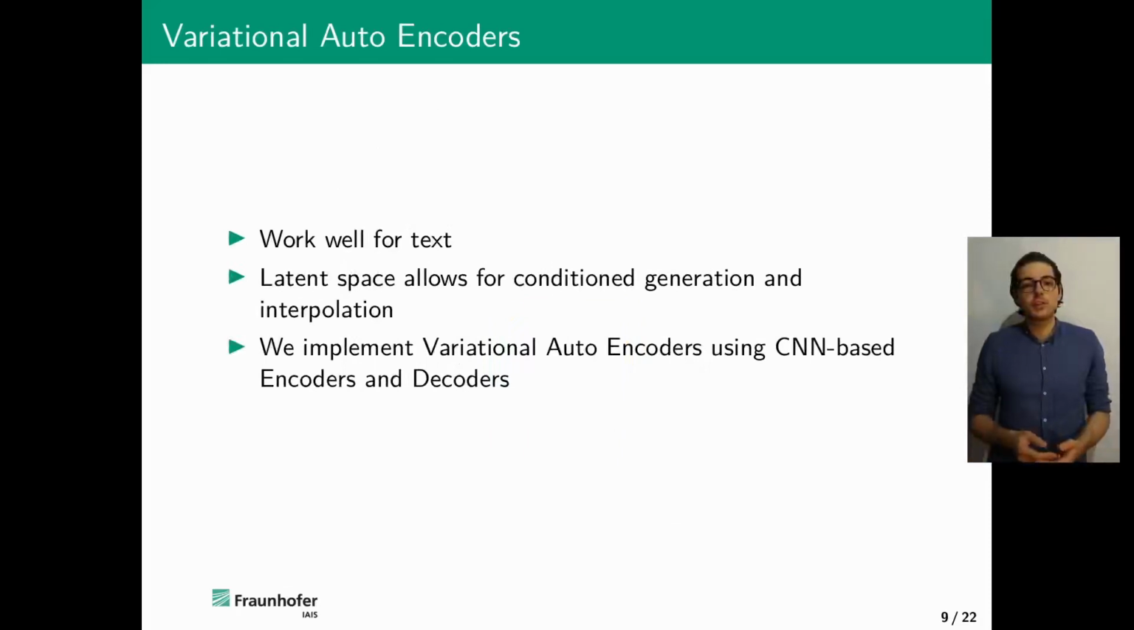Variational autoencoders have always worked quite well for text generation, and the latent variable structure allows for the conditioned generation and interpolation between data points. For our experiments, we implement a variational autoencoder with a convolutional neural net base encoder and decoder.